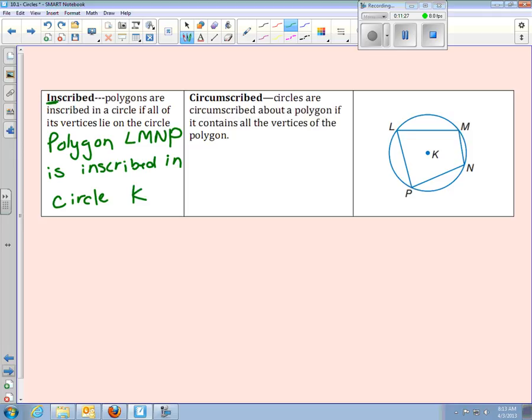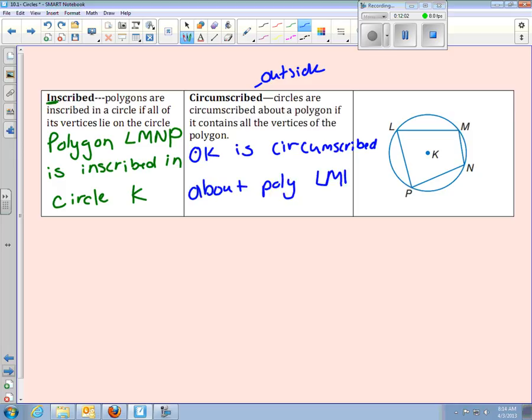Then we have circumscribed. Circles are circumscribed about a polygon if it contains all of the vertices, corners of the polygon. So when we talk about circumscribed, we're talking about what is on the outside. And so polygons can be circumscribed around a circle too. So for this picture, we can say circle K is circumscribed about polygon, I'm just going to shorten polygon, L, M, N, P.